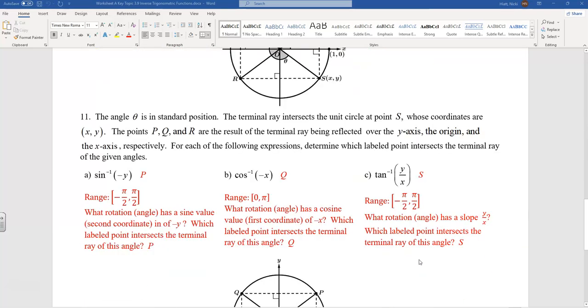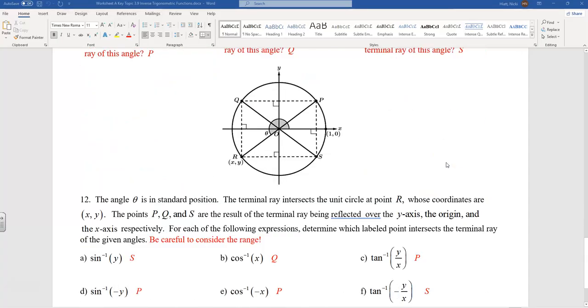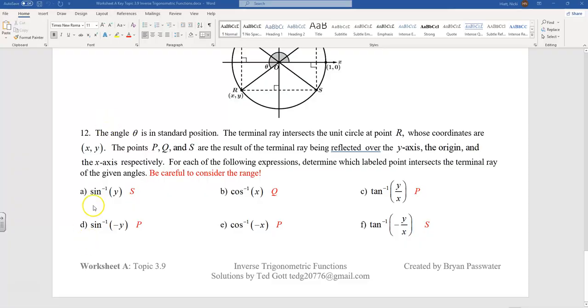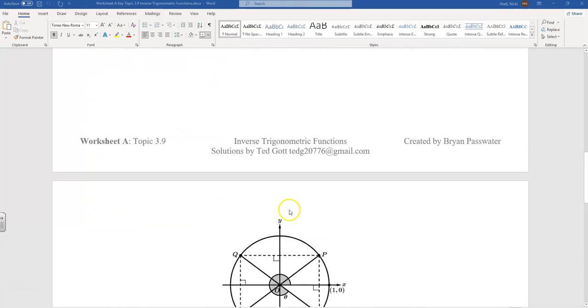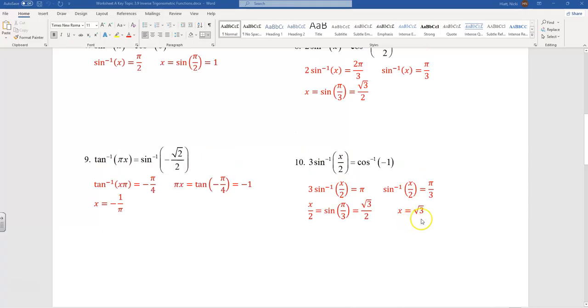And then on the back side, for 11, A is P, B is Q, and C is S. And for 12, A is S, B is Q, C is P, D is P, E is P, and F is S. Yes. 10 is square root of 3. Yep.